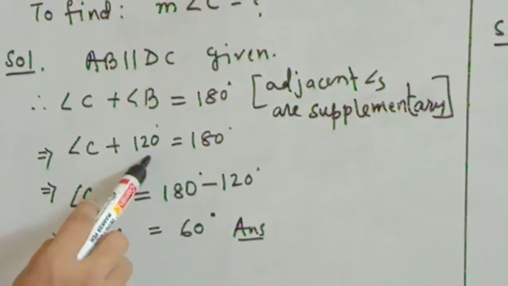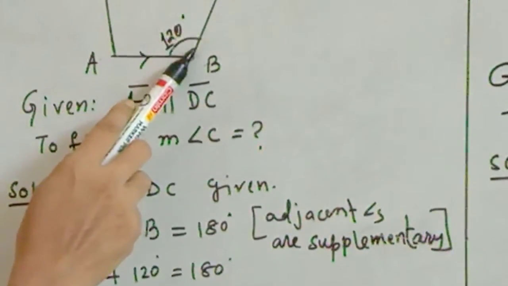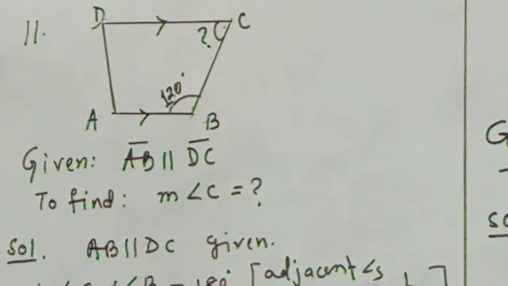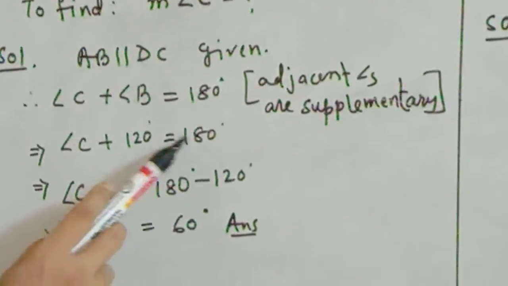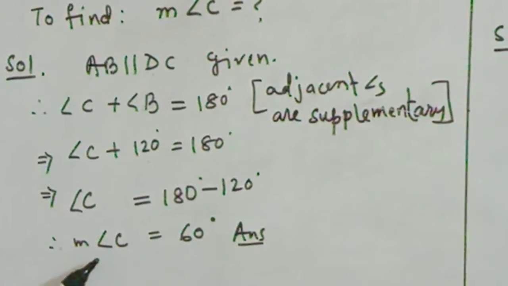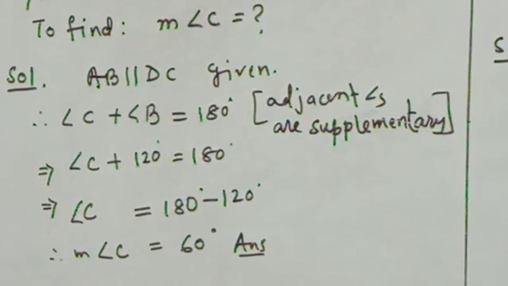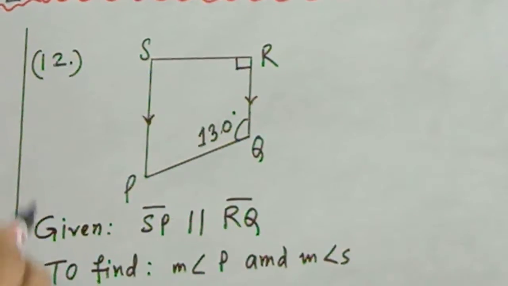Angle C and angle B are adjacent angles. Measurement of angle C plus measurement of angle B, 120 degrees, is equal to 180 degrees. So the measurement of angle C is equal to 180 minus 120, which is 60 degrees. Very small sum. Now question number 12.